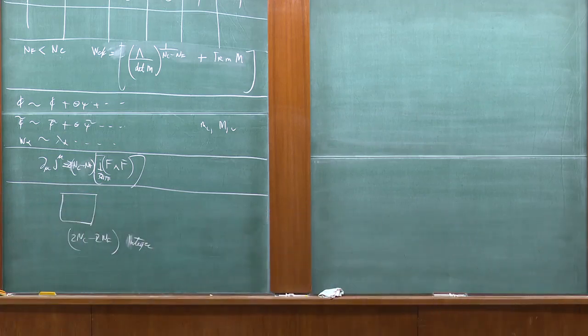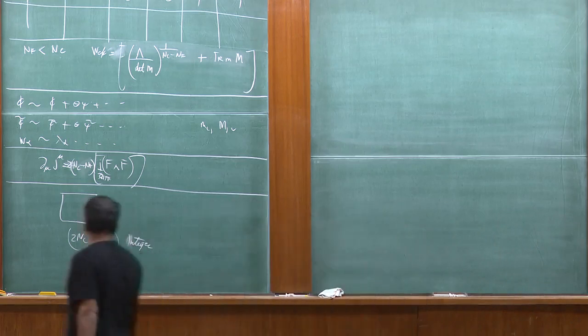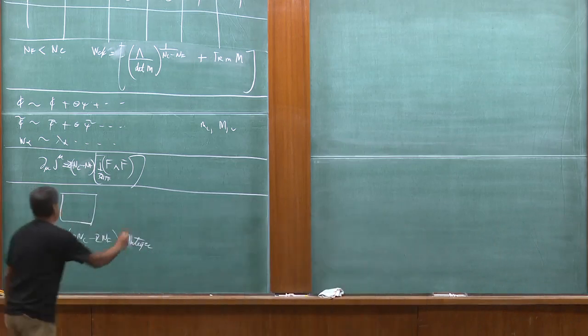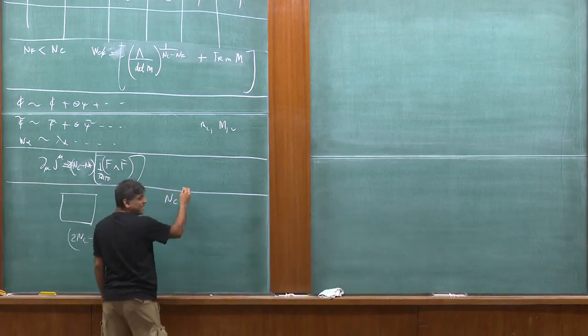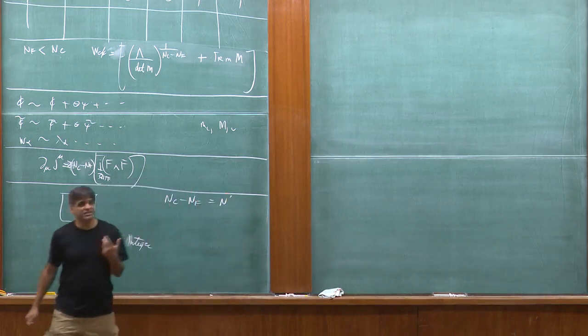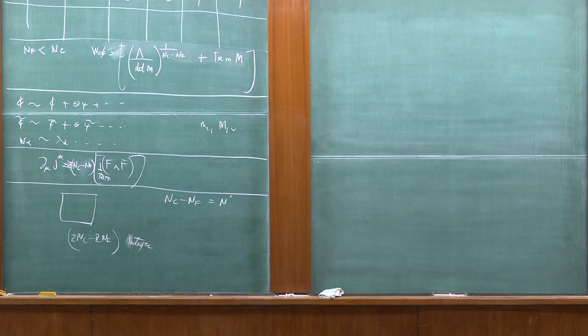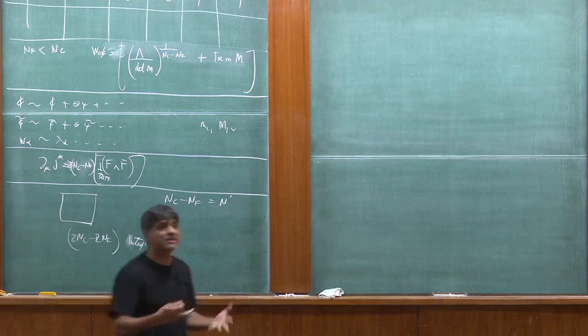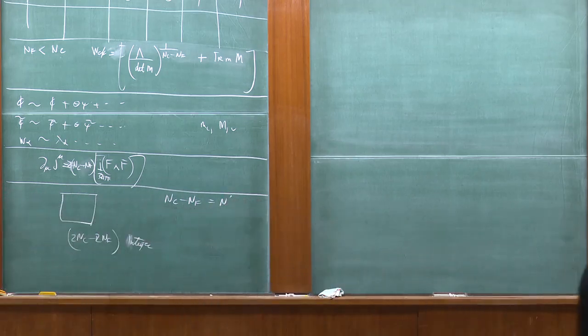Now let me call this NC minus NF some N prime, so that I don't have to keep saying it. In the pure gauge theory, N prime will be the same as NC. So it's violated by 2N prime times an integer. Now, this is not the most general violation of charge. The most general violation of charge conservation would be violation by an integer.